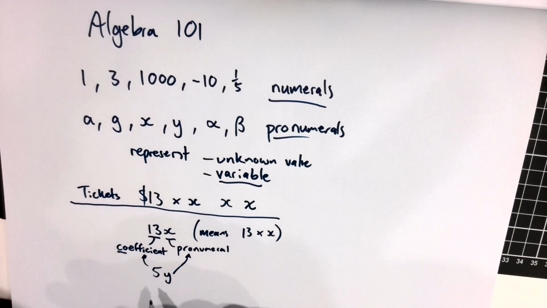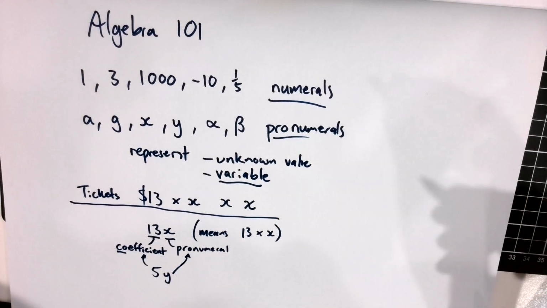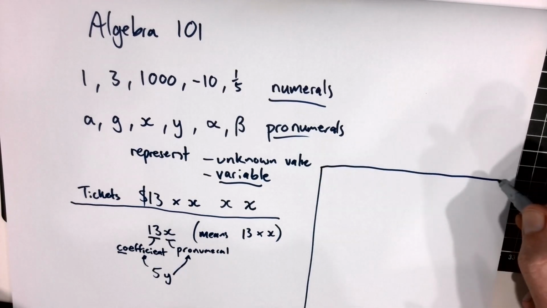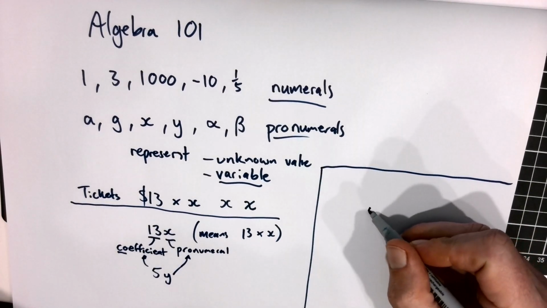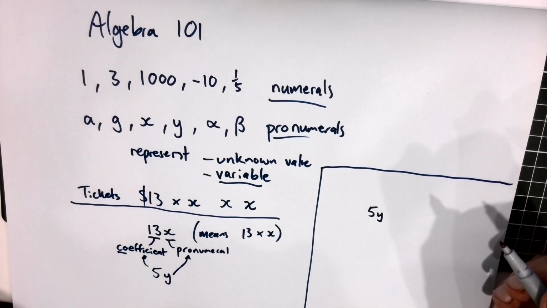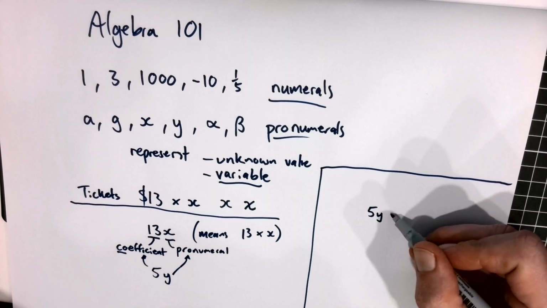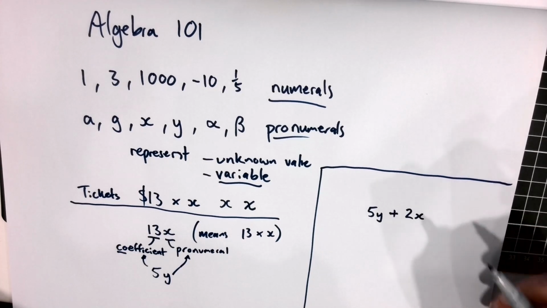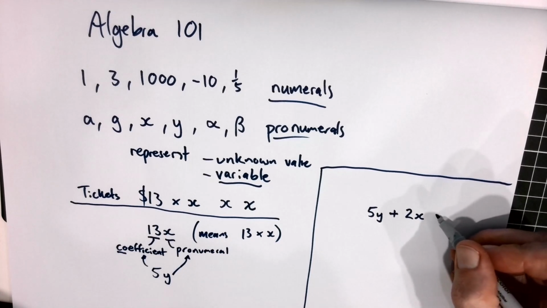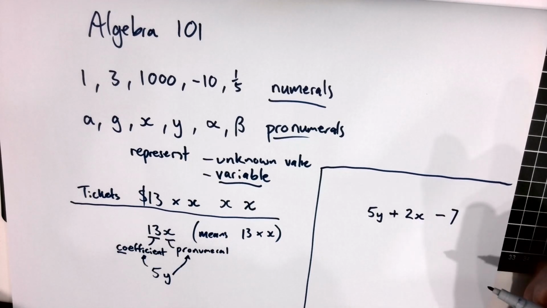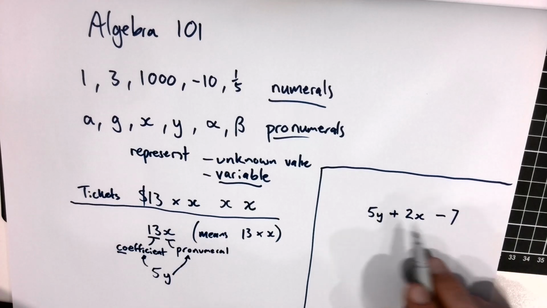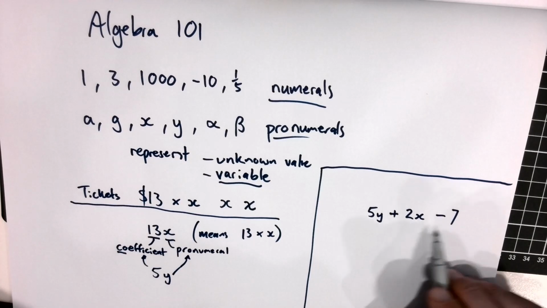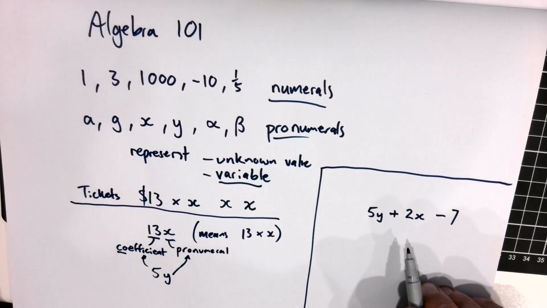Now we can string these things together in a longer sentence, right? So let's say, I'm going to make a little box over here to write my little sentence in, and then I'm going to label it. Let's say I had 5y, then I'm going to maybe add 2x, and then I'm going to subtract 7. So I've got like 3 things here. I've got 5 lots of y, I've got 2 lots of x, and I've got -7, which is just -7.